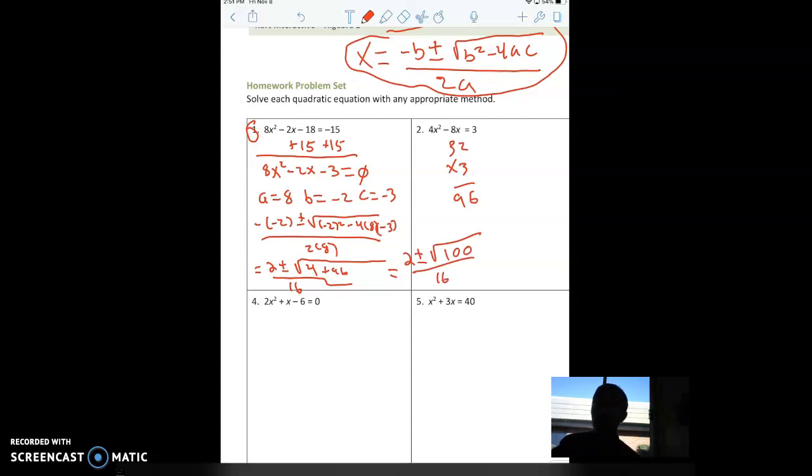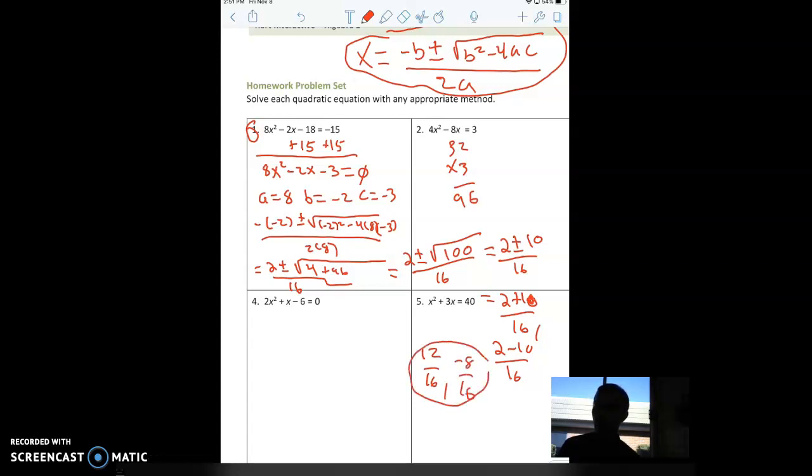Square root of 100 is simply 10. 2 plus or minus 10 over 16. So now what? Now we have two solutions. One solution would be 2 plus 10 over 16. The other solution would be 2 minus 10 over 16. You want to simplify those a little bit. So then 2 plus 10 would be 12 over 16. And my other one would be 2 minus 10 over 16, or negative 8 over 16.